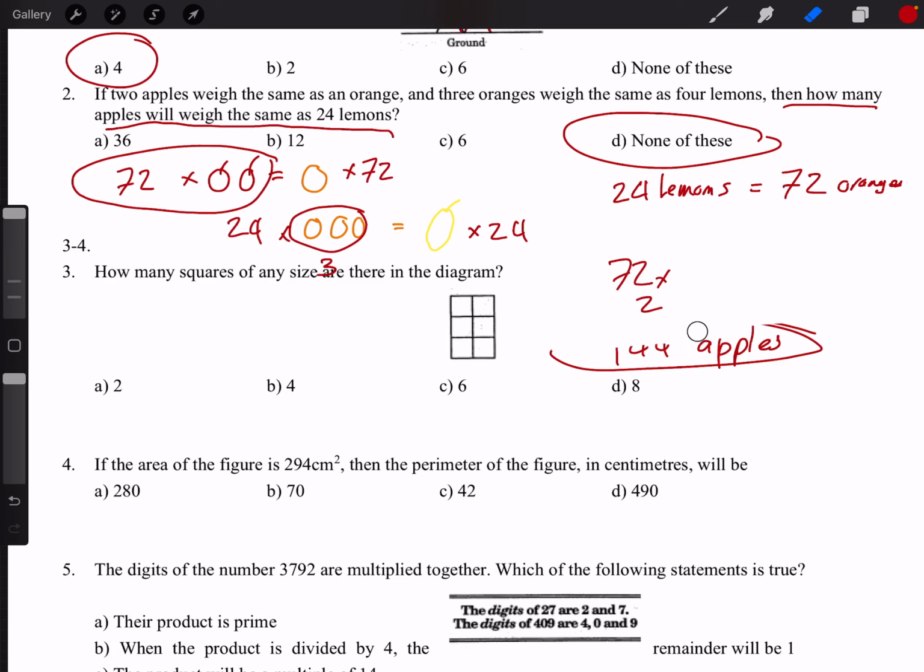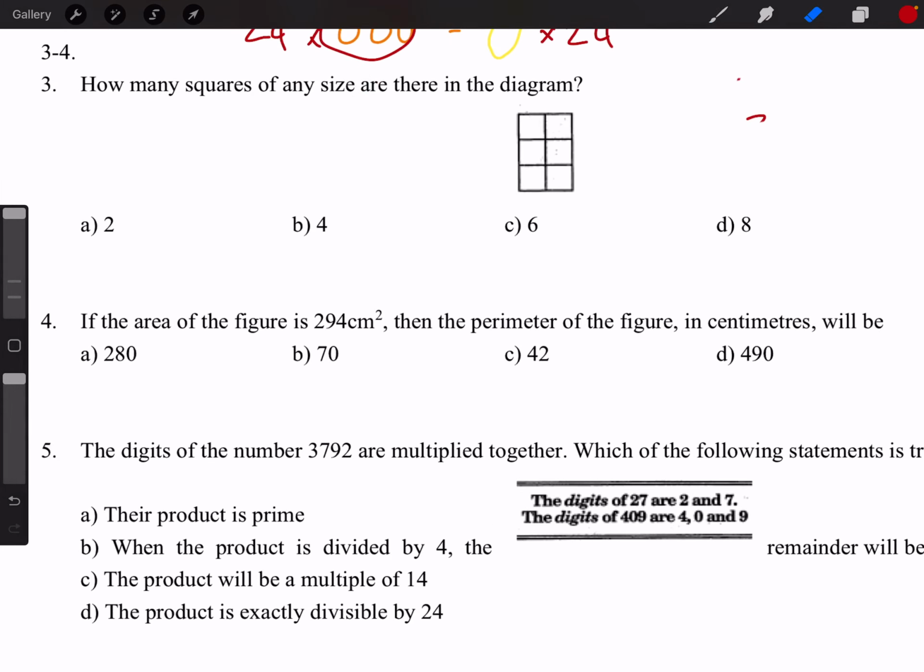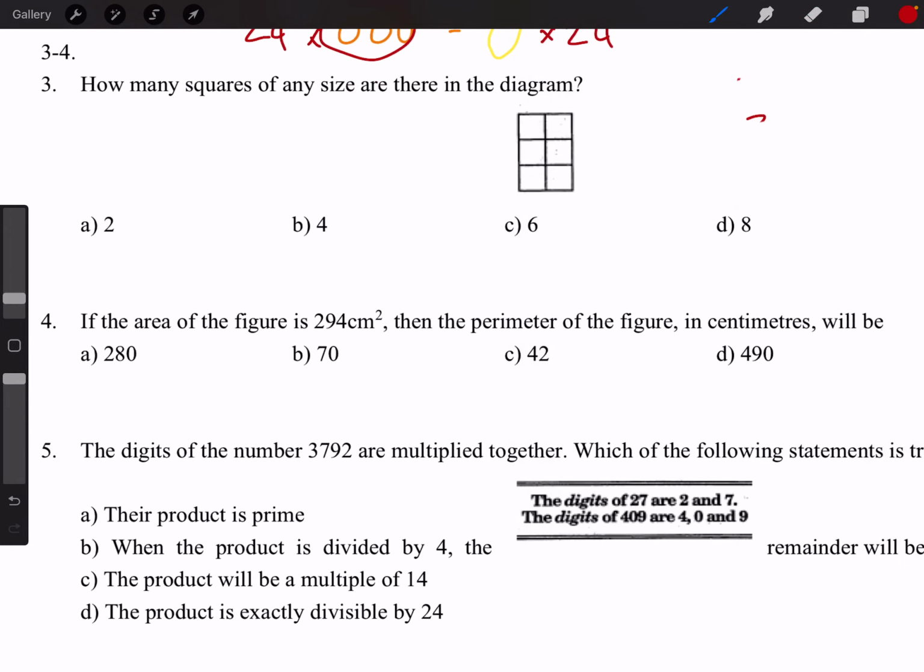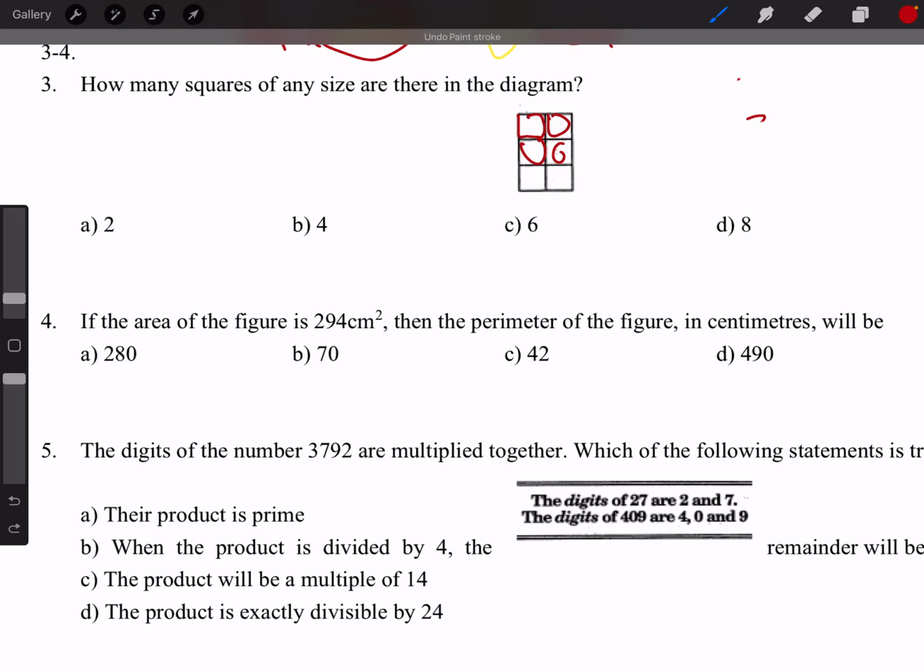Okay. Next one. How many squares of any size are there in the diagram? Any size. Okay, so let's look at how many squares there are. Oh, there's 1, 2, 3, 4, 5, 6. There's 6.